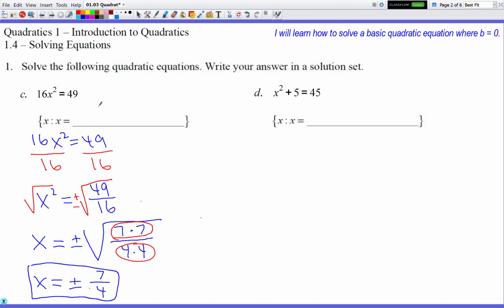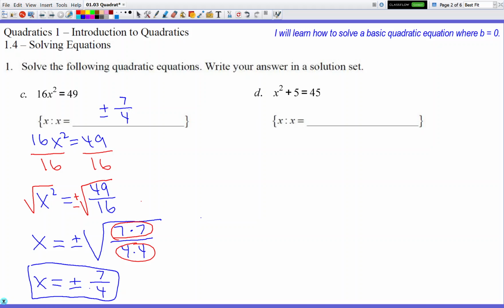So please make sure when the 7 and the 4, you circle them, that means they go outside. Make sure you keep that connection the same. If they're connected by division on the inside, they're still connected by division on the outside. If you can remember that, then you're in good shape.